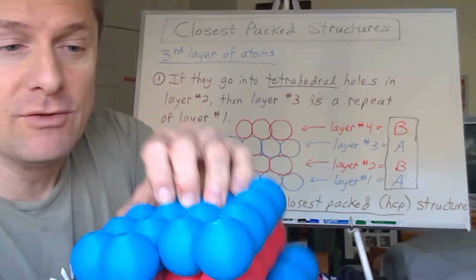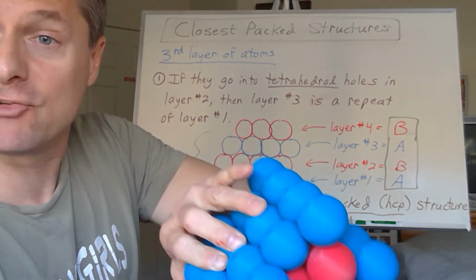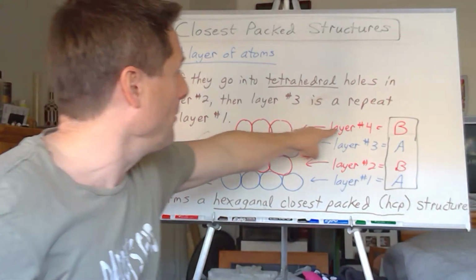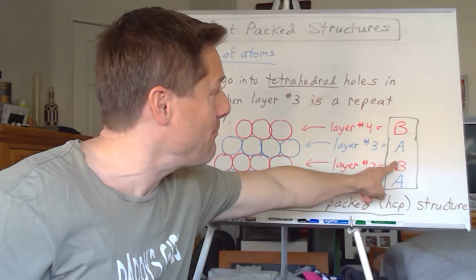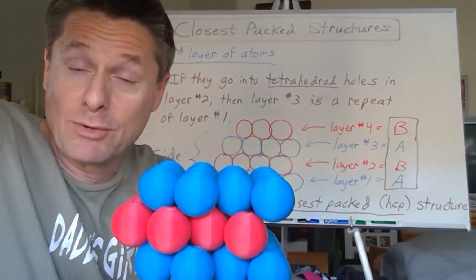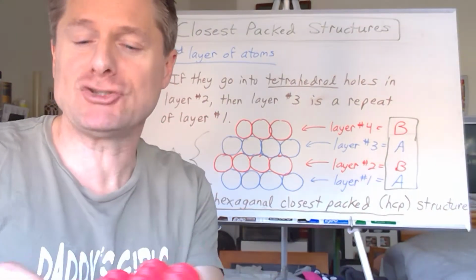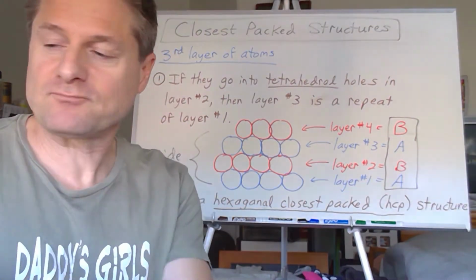And then you repeat yourself. And then the fourth layer, you've now got these trigonal holes, right? So it repeats layer B. So you get this A, B, A, B, A, B, A, B repeating structure. Blue, red, blue, red, blue, red, blue, red.